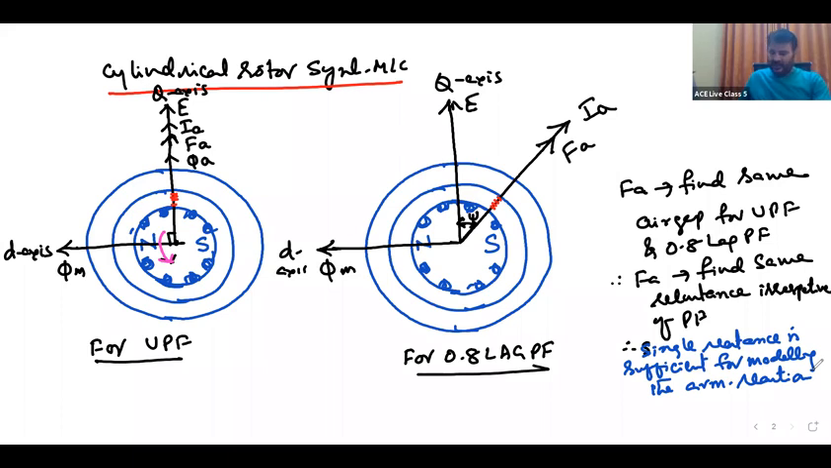Since the air gap is same, XA is inversely proportional to air gap length. So if the air gap is same, XA is also same, for UPF and also for 0.8 lagging power factor.